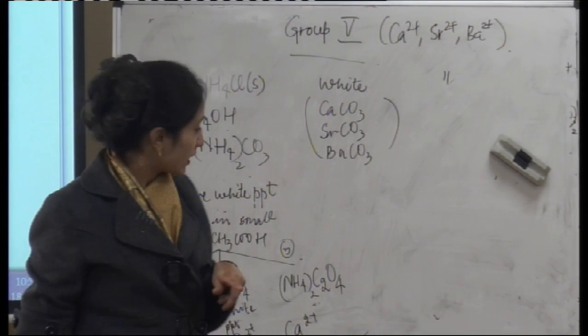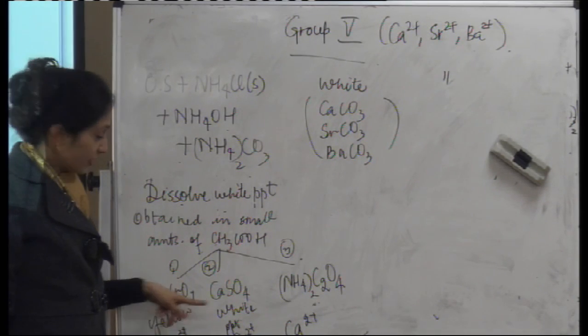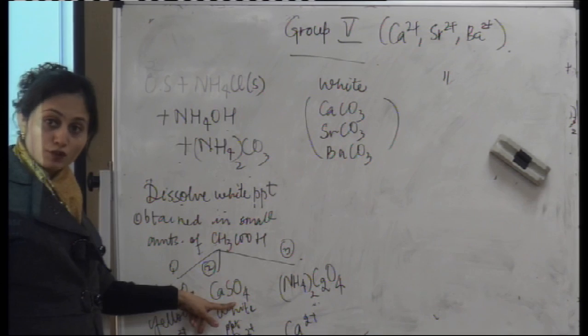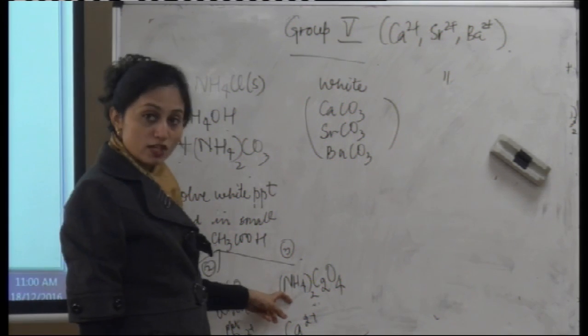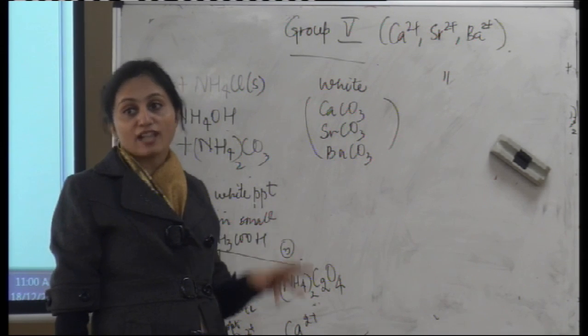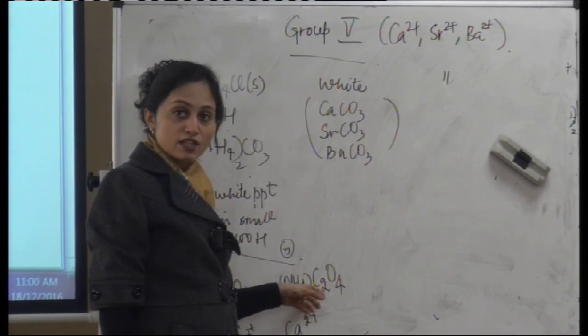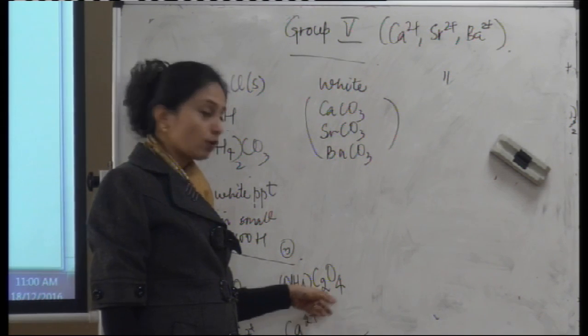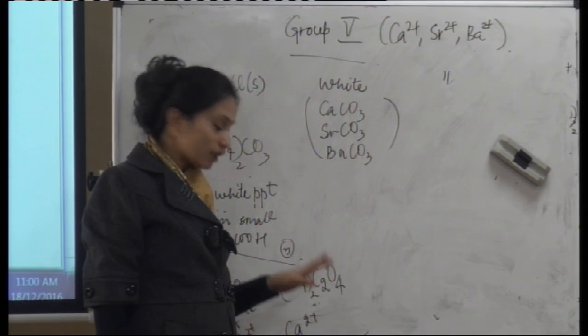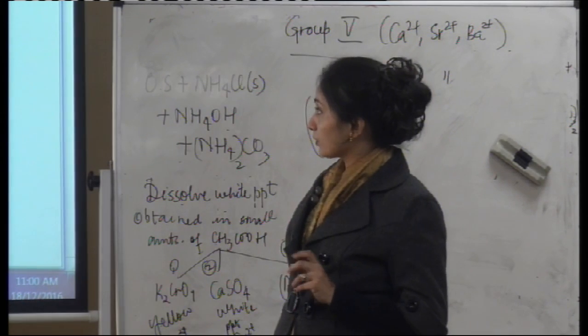ठीक है. और अगर यहाँ पे येलो कलर है, that color is due to BaCrO4. Here the color is because of SrSO4. And when you add ammonium oxalate, that oxalate will give you white precipitate only for calcium. ठीक है. तो here you will definitely get your CaC2O4 and that will be white in color, that confirms your calcium. Now let's take up the doubts here.